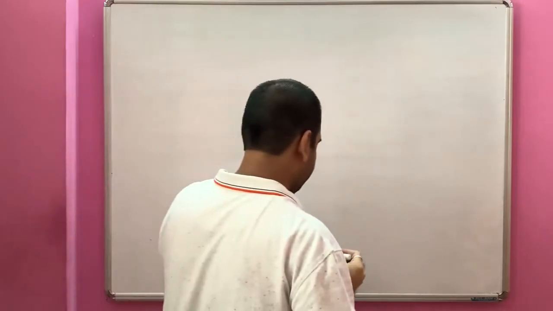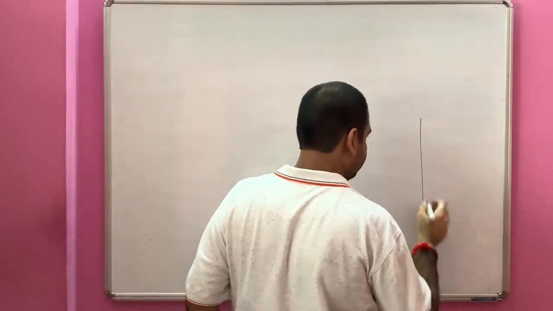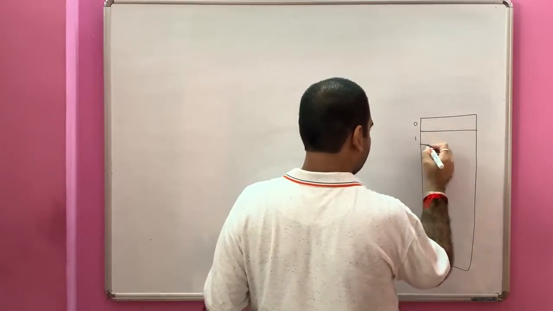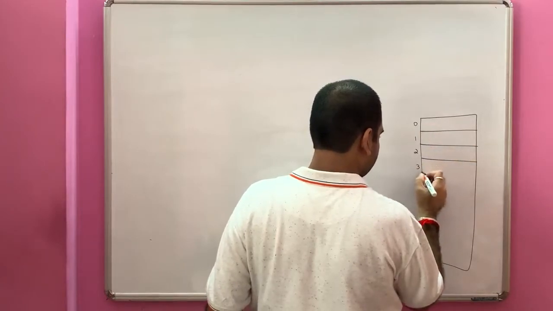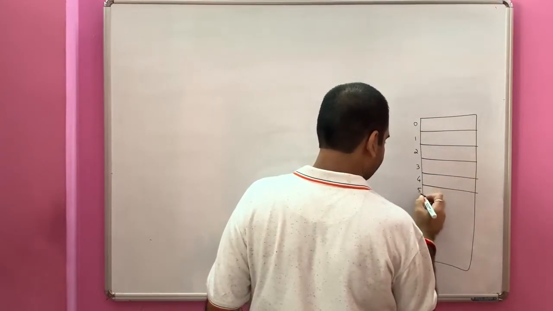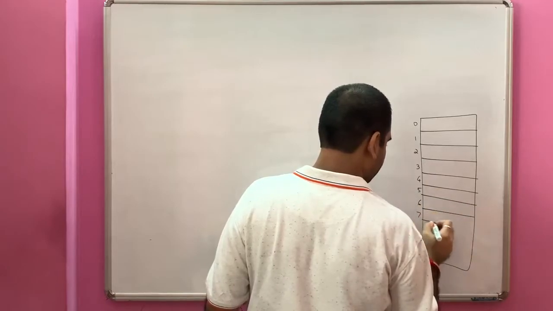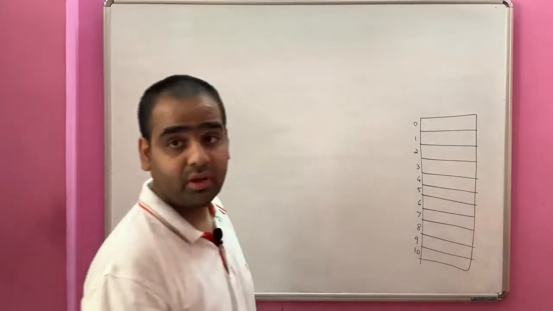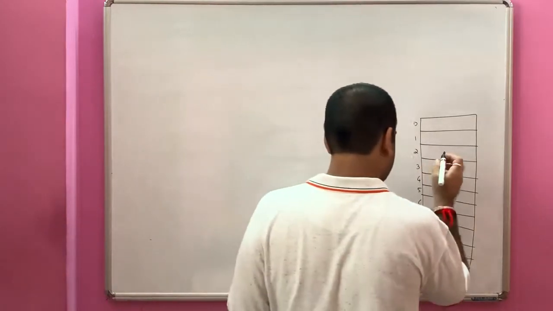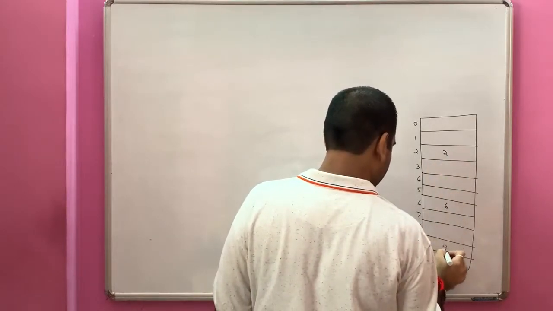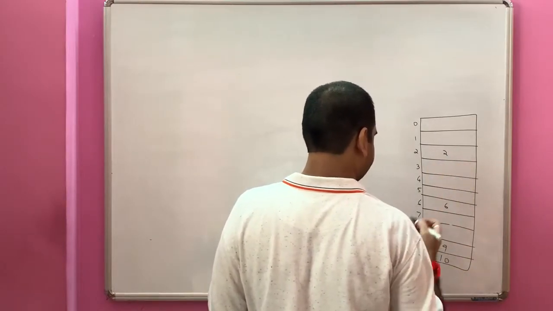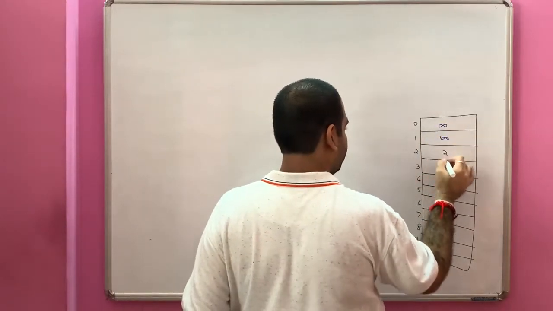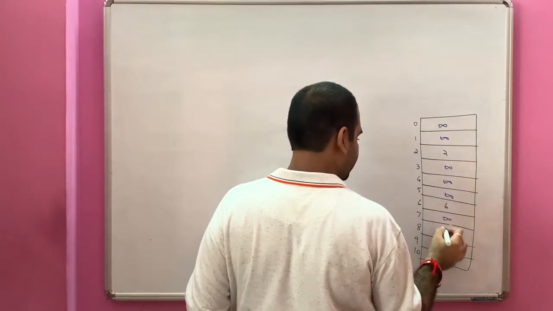Suppose this is the hash table. Now it is of size 11. It is 0, 1, 2, 3, 4, 5, 6, 7, 8, 9, 10. Okay, and we have added some keys. Let it be 2, 6, 9, 10. Okay, let these be the keys. And in the empty slots, what are we storing? We are storing infinity, infinity, infinity, infinity.